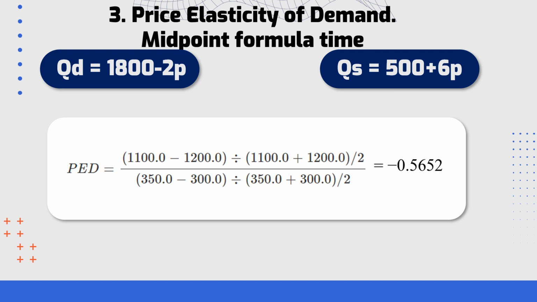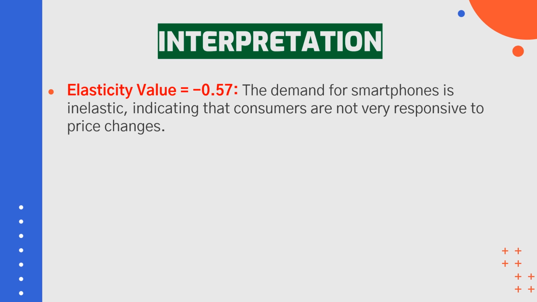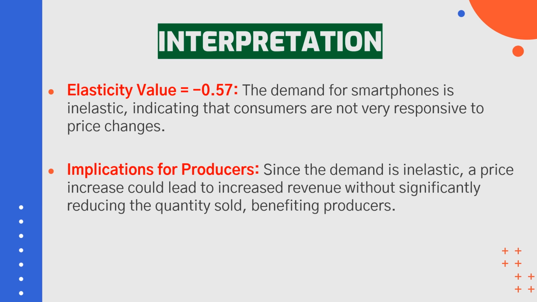We do not have to pay attention to this sign right here. We're interested just in the mere value. 0.5556, for instance. Anyway, it's between 0 and 1. In other words, the demand for smartphones is inelastic, indicating that consumers are not very responsive to price change. What does it mean? Since demand is inelastic, a price increase could lead to increased revenue without significantly reducing the quantity sold, benefiting producers.